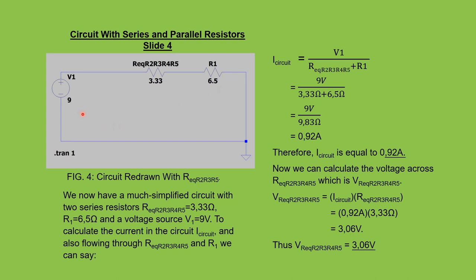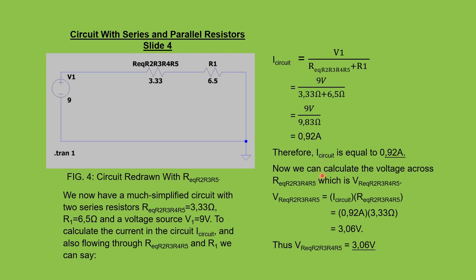To calculate the current in the circuit and also flowing through both resistors, we can say I circuit is equal to V1 and we add these two resistors together, R1 and R equivalent 2, 3, 4, 5, because they are in series. That's 9 volt and 3.33 ohm plus 6.5 ohm gives you 9.83 ohm. We still have the 9 volts on top, and that equals 0.92 amp. Therefore, the circuit current is equal to 0.92 amp.